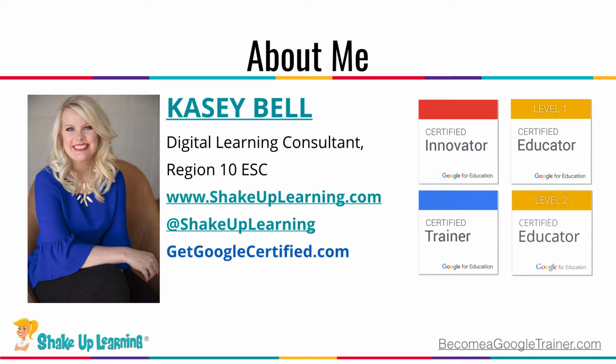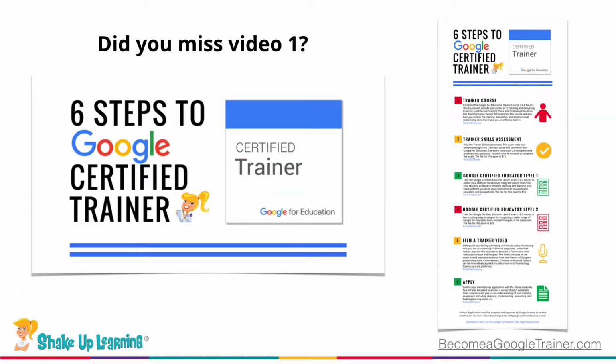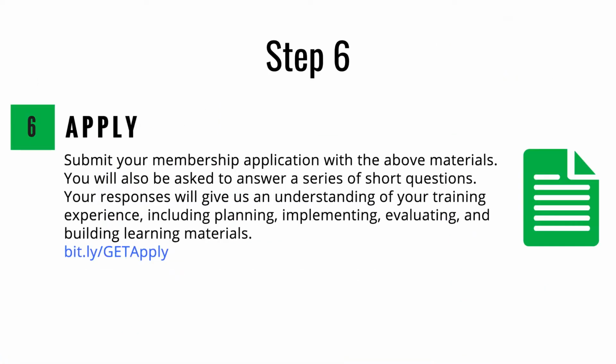Now, this is actually video 2 in a series, so in case you missed video 1, you can go to becomeagoogletrainer.com and it will be the first video on the page. And I covered the 6 steps, so sort of the overview of the big 6 things that you have to have in order to become a Google certified trainer. But today's video is going to focus on step 6, on the application. So I'm going to break down everything. I'm going to show you exactly what that application looks like, and I'm going to give you some tips on how to answer those questions.